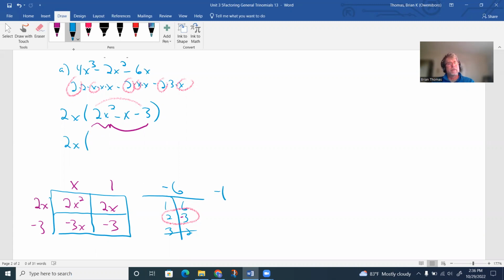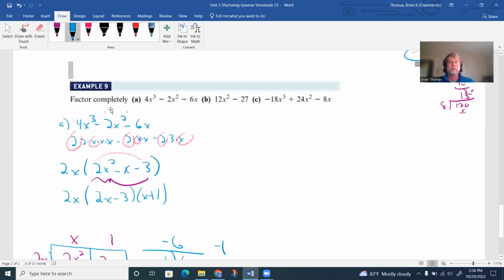And then since 2x squared minus x minus 3 is factorable, we write it in its factored form, which is 2x minus 3 times x plus 1, and that becomes its factorization. So it becomes those three factors, if you will.